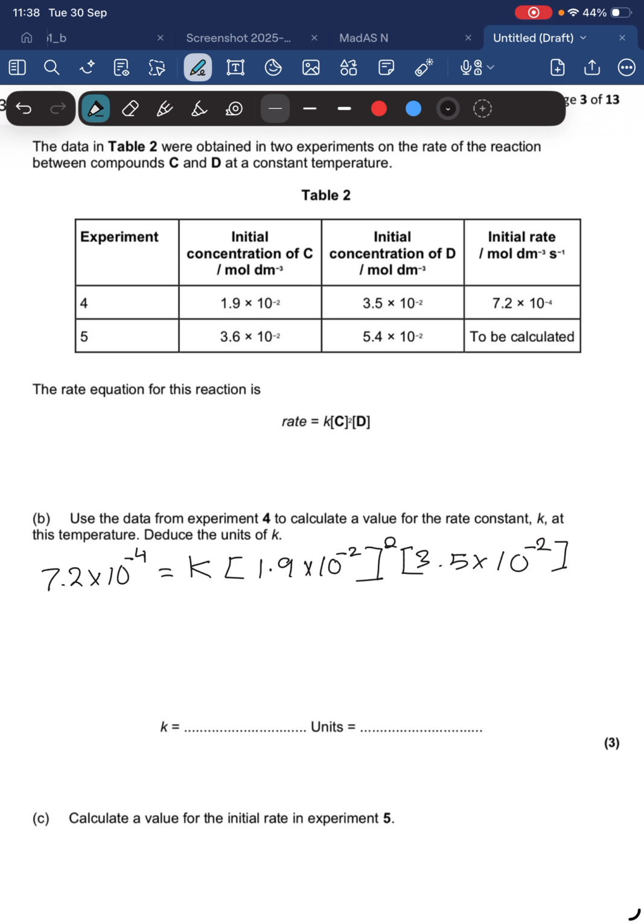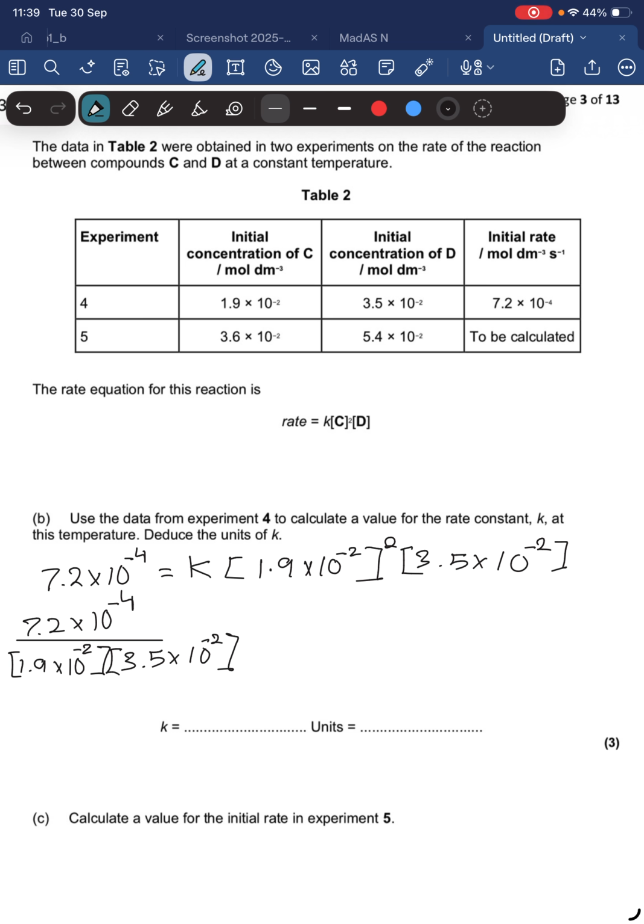And now we rearrange to find K, making K basically by itself. Okay, and how we do that is we do 7.2 times 10 to the negative 4, and basically we drag all of that and put it under it. Okay, so what we do then is 1.9 times 10 to the negative 2, squared, times 3.5 times 10 to the negative 2.